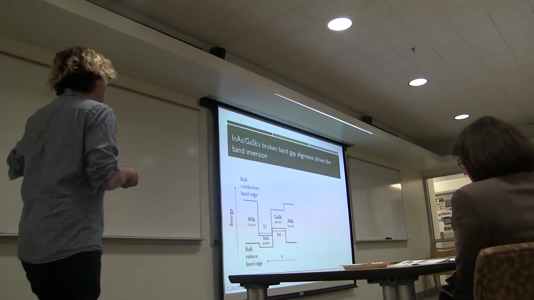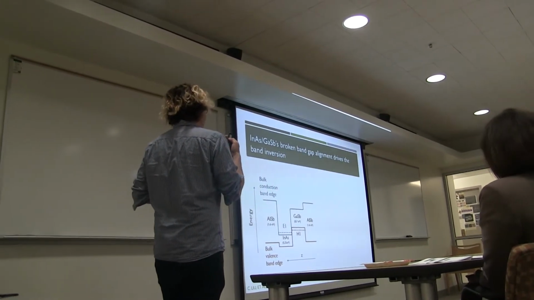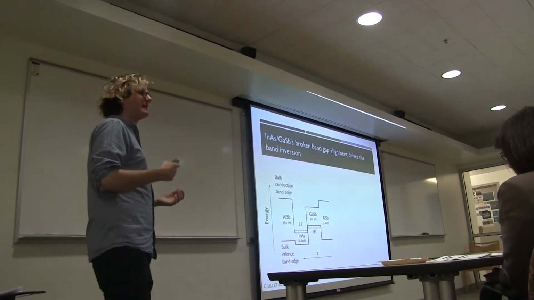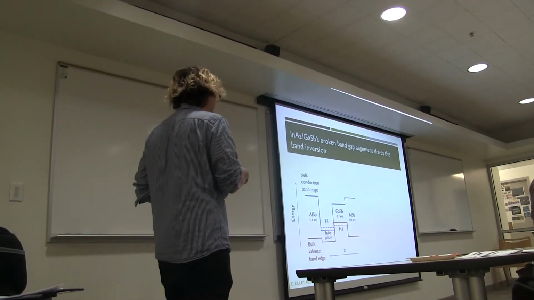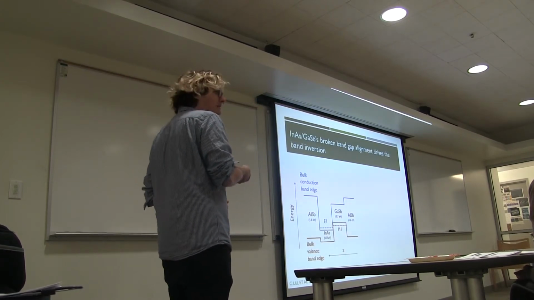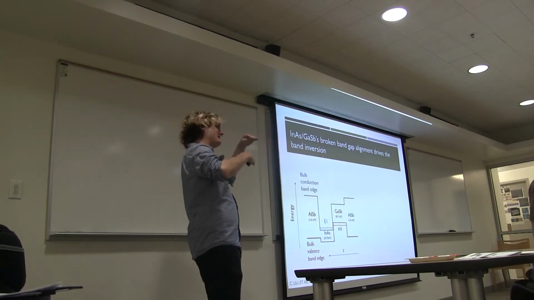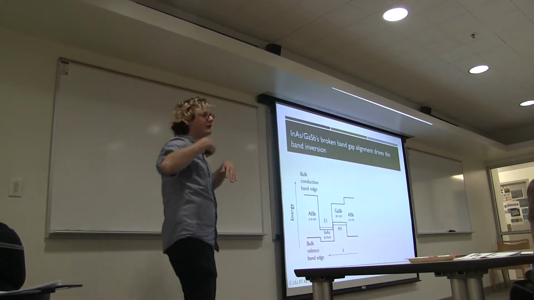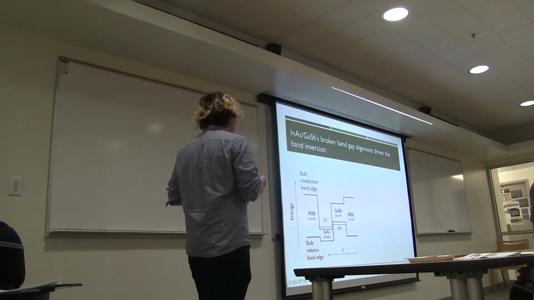So I'm not going to fully explain this diagram, but the bulk bands of indium arsenide and gallium antimonide are interesting in comparison to each other because this top band, indicated with this blue line here, of the indium arsenide lies below the bottom band of the gallium antimonide. So this is exactly the thing that drives the band inversion that we're looking for to make a topological insulator.